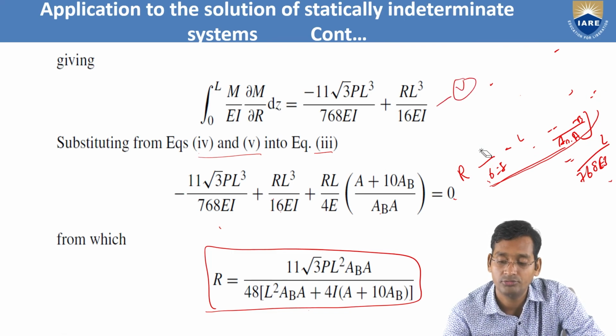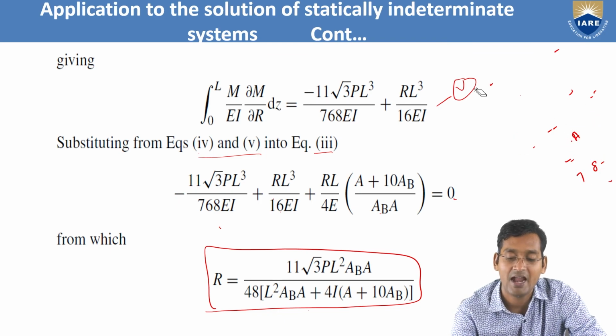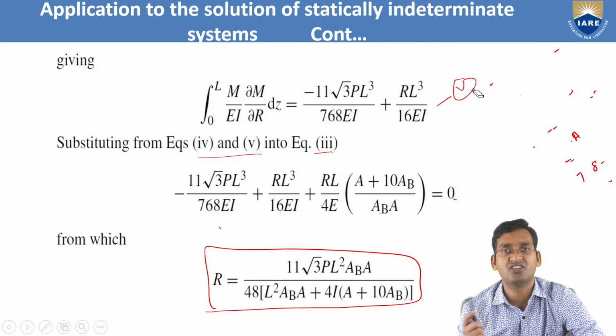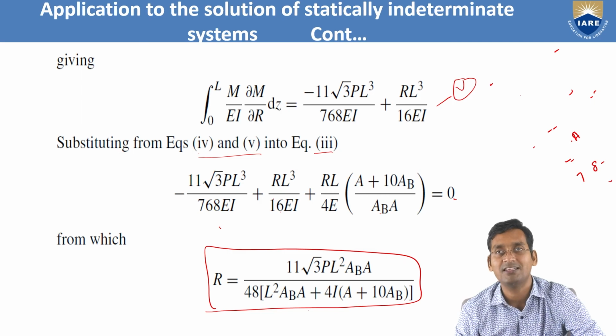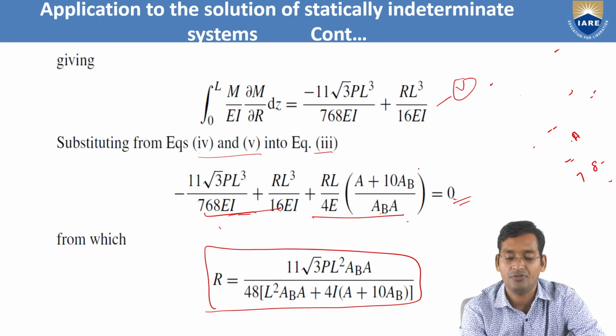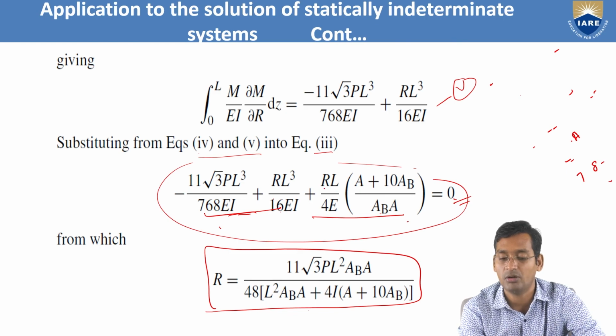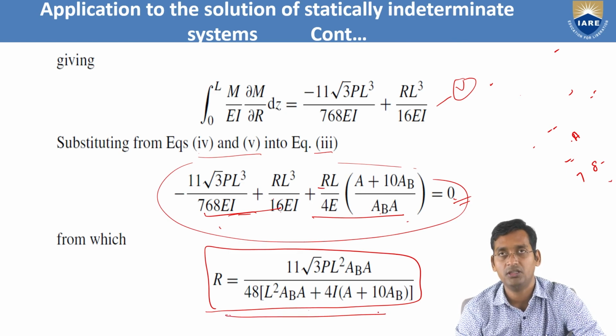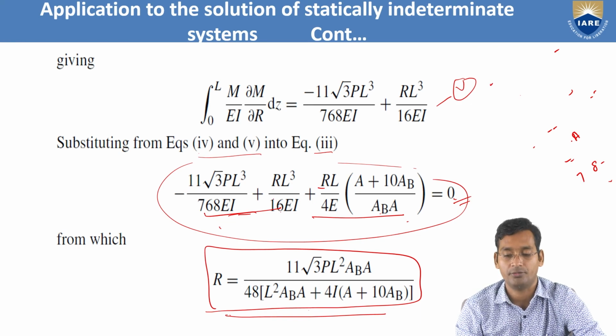Okay. So now next is what? Just add 4 and 5, or just substitute 4 and 5 in 3, that is equals to 0. So this is 5, this is 4. 5 plus 4 is equals to 0. After solving this, from here you have to find the value of R. I showed you how to find. So finally this will be the value of R.